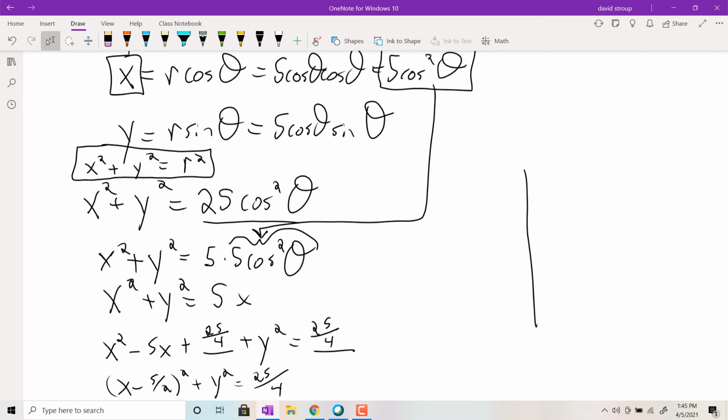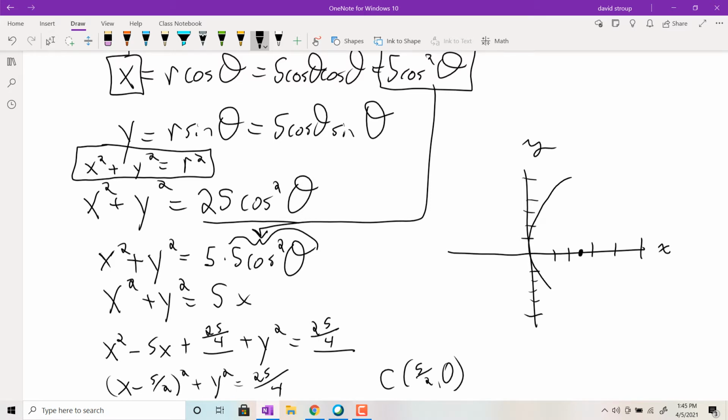And so what does that look like as a circle in the xy plane? Its center is at 5 halves, comma 0. So you go 1, 2, 3, 4, 5. 5 over 2, 2.5 is right here. Okay. And then its radius is 5/2, so it's going to be a circle oriented in this fashion.